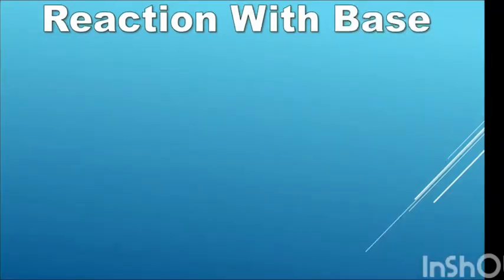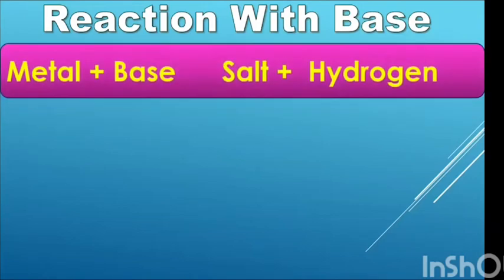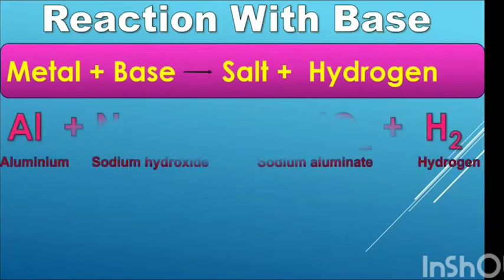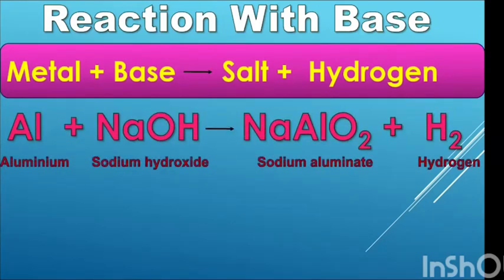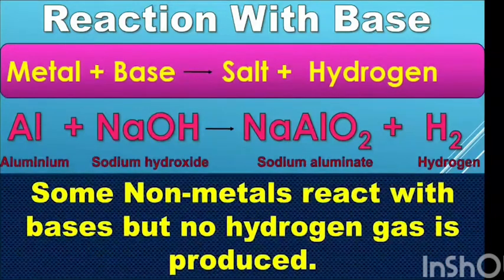Reaction with base. Metals react with base and produce salt and hydrogen. Like aluminium, when reacting with sodium hydroxide, it produces sodium aluminate and hydrogen. Some non-metals react with bases, but no hydrogen gas is produced.